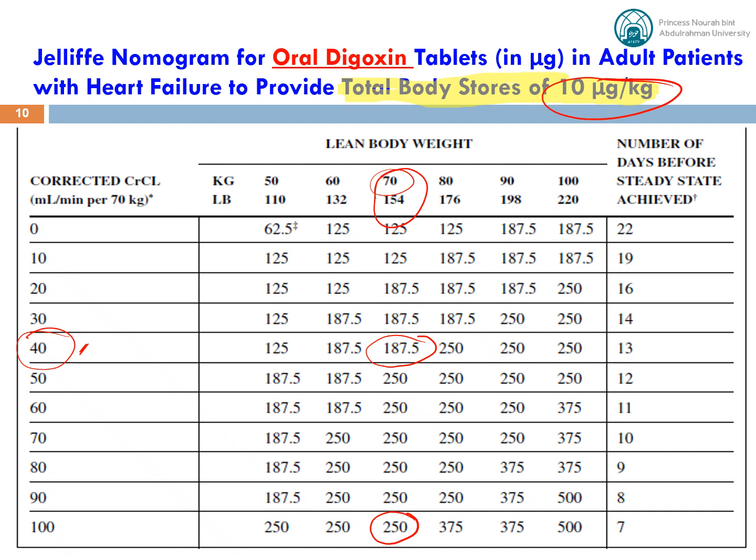But the steady state in this case for that patient with a 40 milliliter per minute creatinine clearance with bad kidney functionality, look at the steady state concentration. It will be achieved after 13 days instead of 7 days.